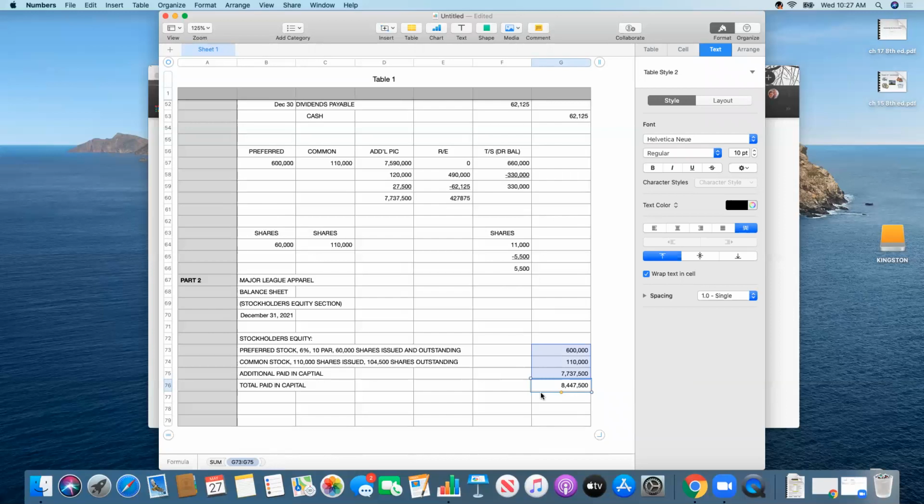8,447,500. And what does that number represent? That number represents what the investors paid us to buy their stock. Invested capital. I'm going to put that down here.